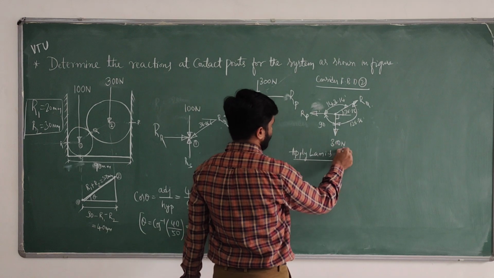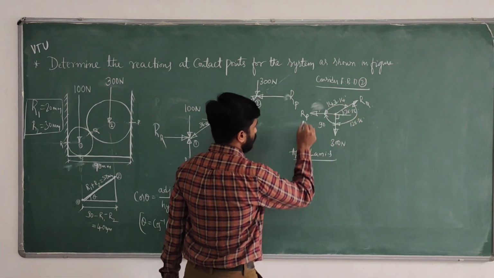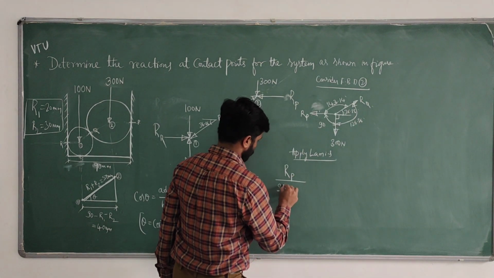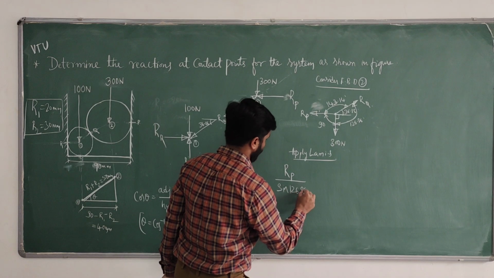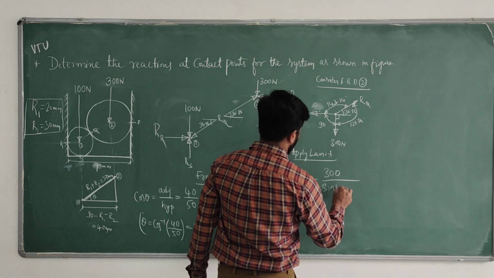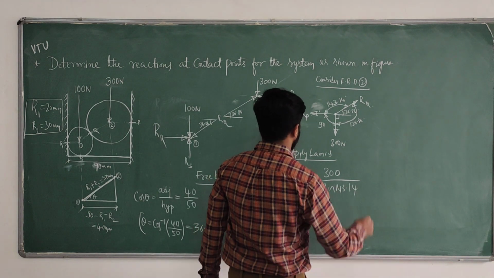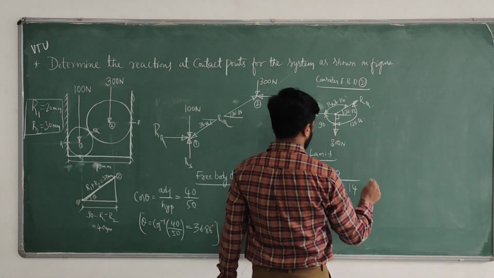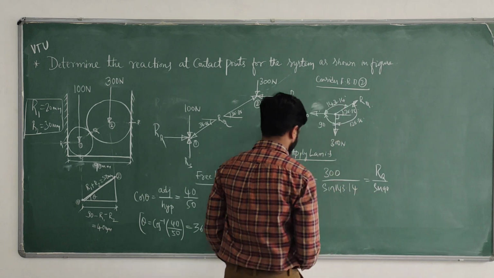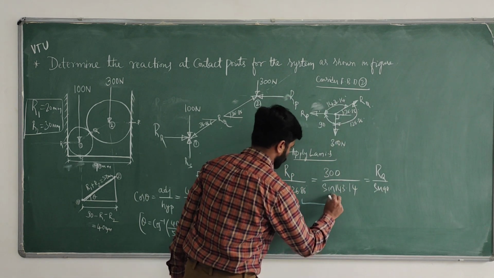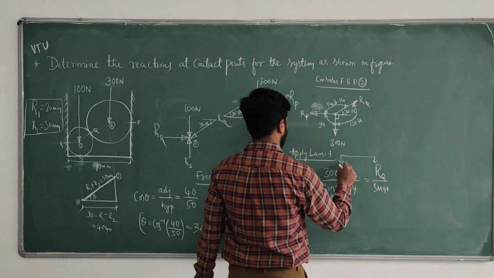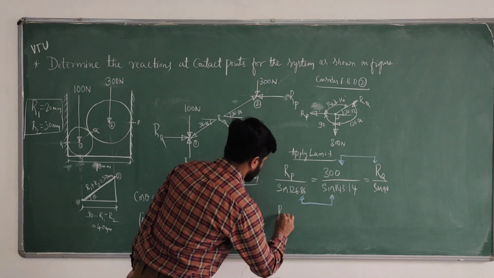So if you apply Lami's theorem, 300 divided by sin of the angle between the other two forces, RP divided by sin of the angle between the other two forces. So RP divided by sin of 126.86, 300 divided by sin of 143.14, and RQ divided by sin of 90. Comparing these two terms, you get RP, and comparing these two, you get RQ.